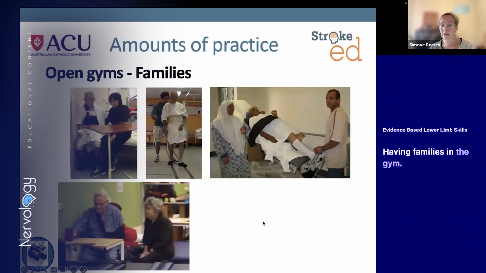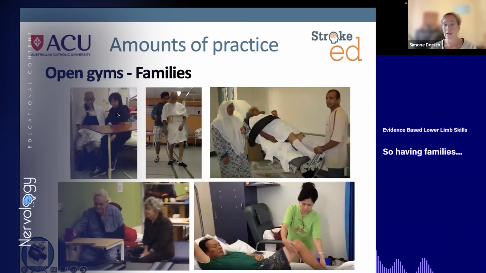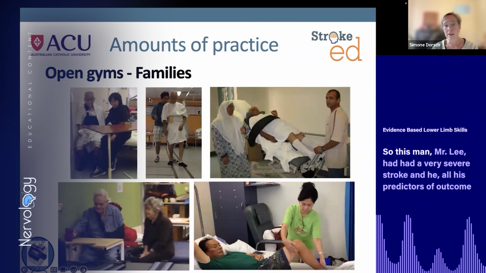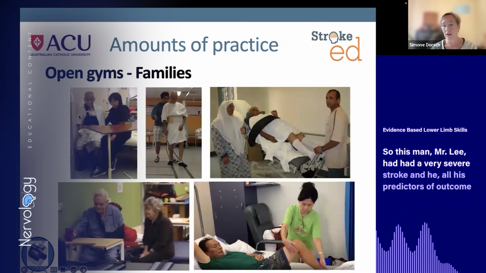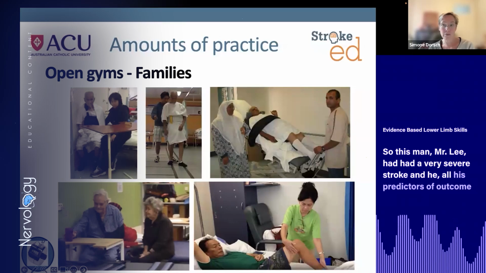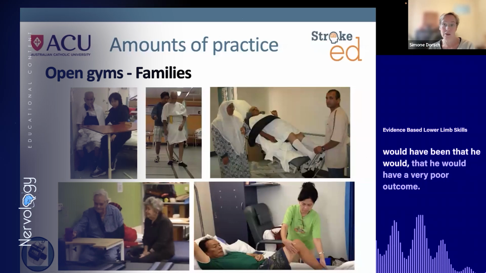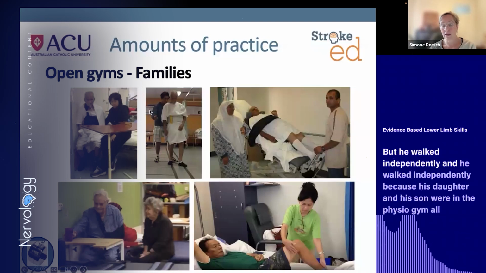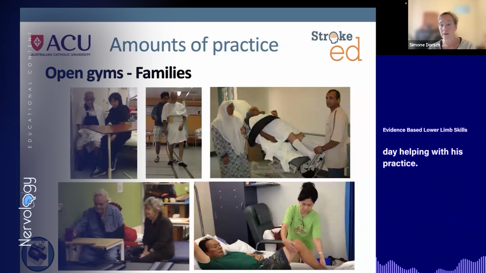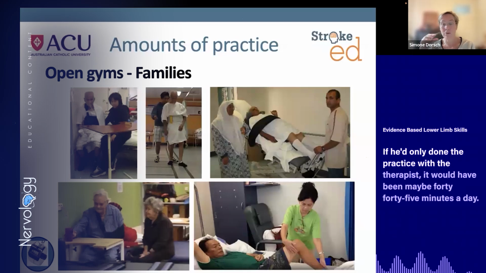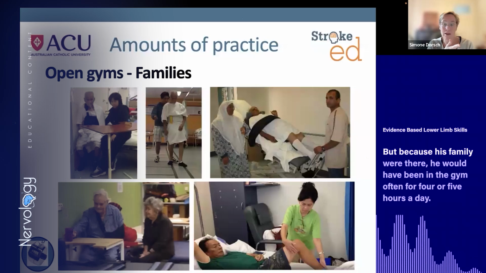Having families in the gym, so having families helping to assist. So this man, Mr. Lee, had had a very severe stroke, and all his predictors of outcome would have been that he would have a very poor outcome. But he walked independently, and he walked independently because his daughter and his son were in the physio gym all day helping with his practice. If he'd only done the practice with the therapist, it would have been maybe 40, 45 minutes a day. But because his family were there, he would have been in the gym often for 4 or 5 hours a day.